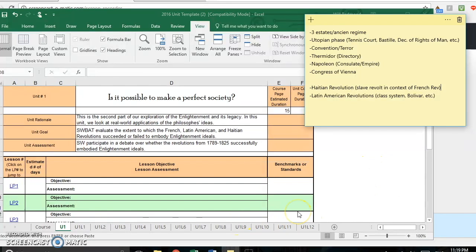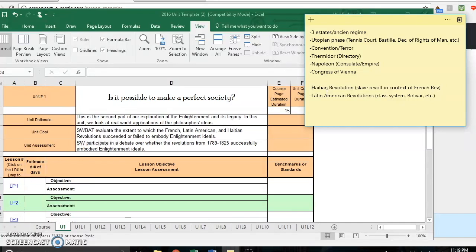The other thing that you should have is a list of the topics that you want to make sure to cover during your unit. So for this unit on revolutions between 1789 and 1825, I've made a list of some of the things that I want to cover. Up top, you can see I've got a lot of detail on the French Revolution, where I'm a little bit vaguer on the Haitian Revolution and the Latin American revolutions.